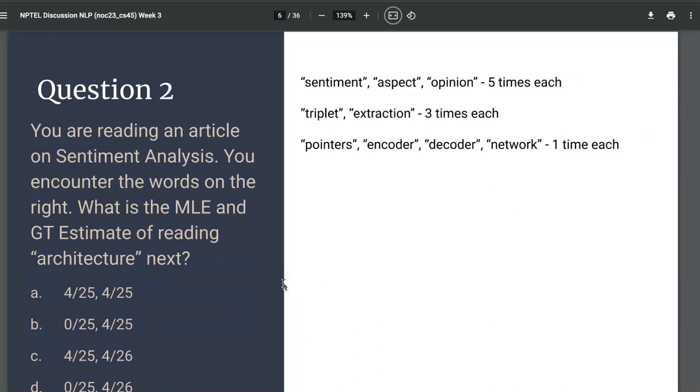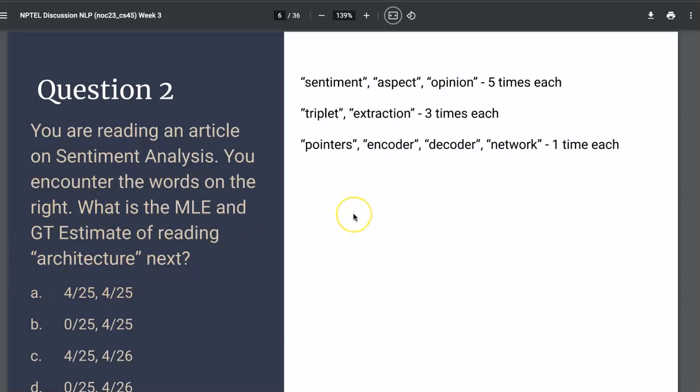Okay, so in this question, they are saying that you are reading an article on sentiment analysis and you encounter the words on the right. You can see there are multiple words, and their frequencies are given. Now, what they are asking is, can you estimate the MLE and GT of "architecture"? So the word is architecture.